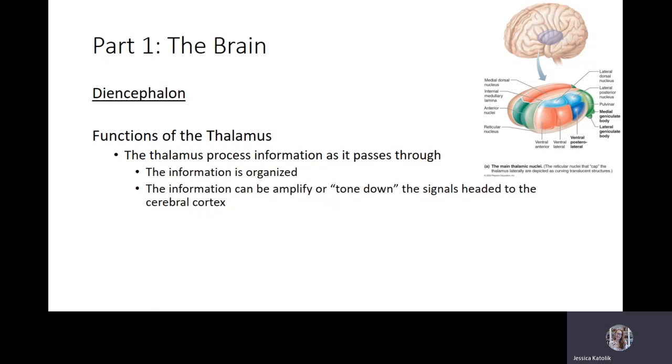Our body is receiving so much sensory information all at once, and it would be extremely overwhelming to be conscious of all of this sensory information to the same amount and all at the same time. So the thalamus really helps figure out what's important right now for this situation.